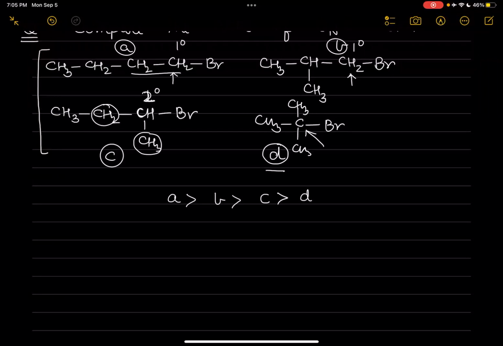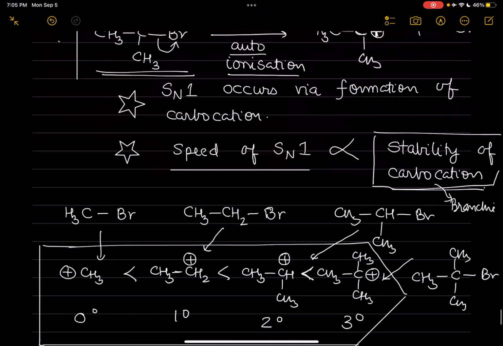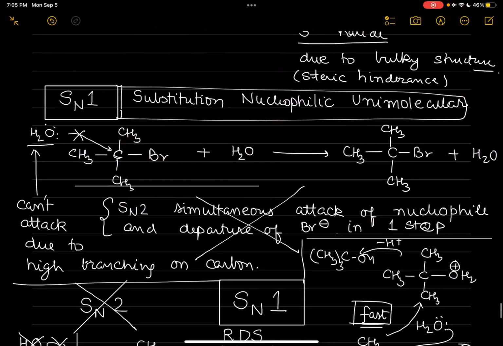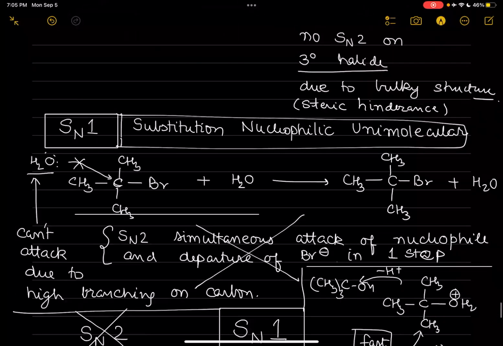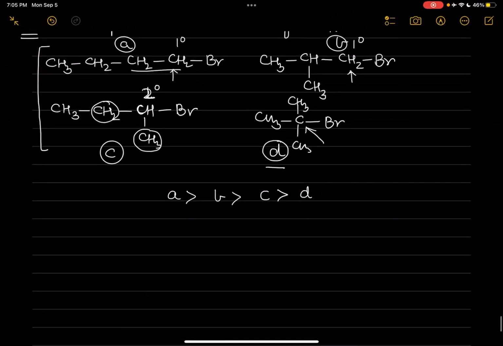Because of that crowding, the nucleophile can't come in. Look at this picture, this one. A nucleophile will not be able to come in and join itself. But if you have more and more hydrogen, the picture is like this. If you have more and more carbon atoms, the picture is like this. So SN2 will not happen on this carbon. So it is going to be the slowest for D. Is it clear?